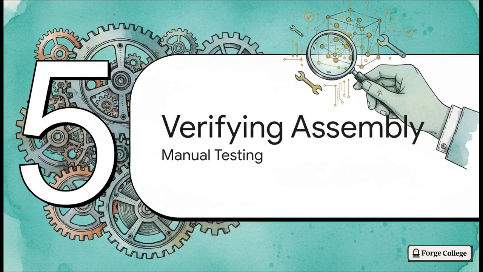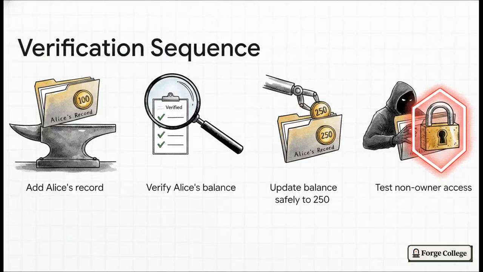Section 5. Verifying the assembly. Manual testing. So here is our verification sequence, which, by the way, you can easily run step-by-step on a local virtual machine like Remix. First up, we add Alice's record with a starting balance of 100. Next, we call our getRecord function to verify that the tuple returns Alice, her balance is indeed 100, and she is correctly recorded as the owner.